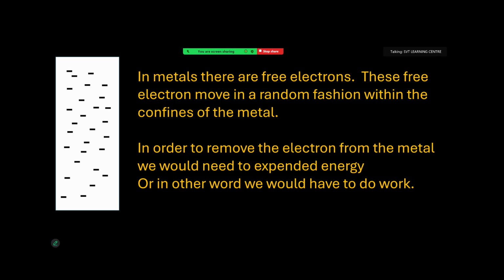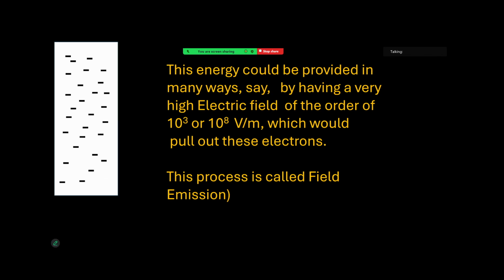Now if you have to remove one of the electrons from the metal, we would need to expend energy, or in simple words, we would need to do some work. The energy could be provided in many ways, by having a very high electrical field of the order of 10 raised to 3 or 10 raised to 8 volt per meter, which could pull out these electrons. This process is called field emission.